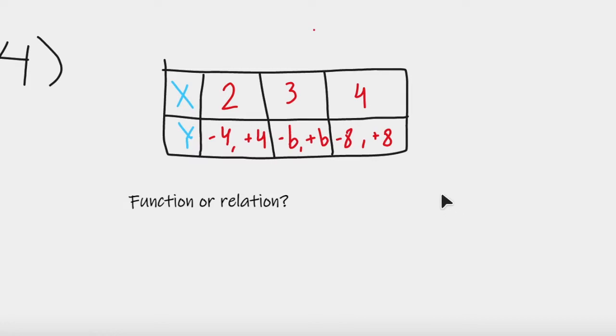Let's do the same thing for this question. You need to tell me whether it's a function or a relation. The 2 corresponds to -4 and +4. And we know that when we're dealing with relations, there could be multiple outputs per input. So this is a relation.